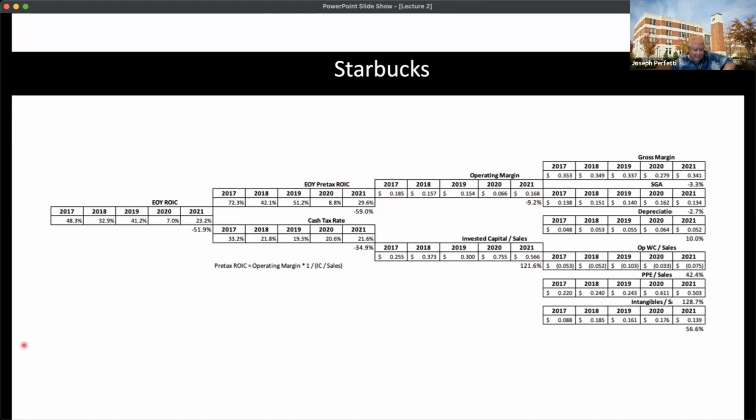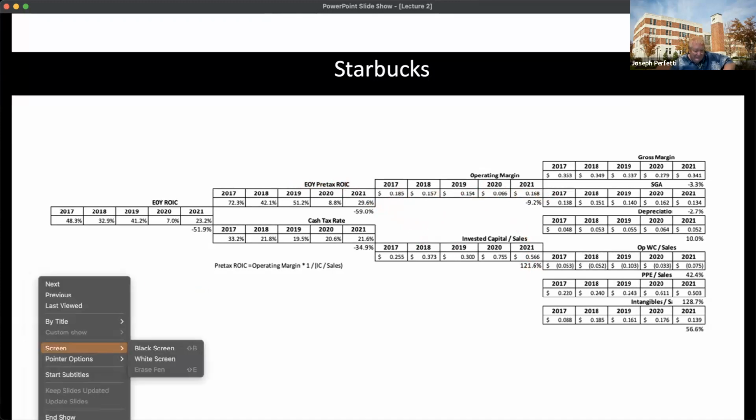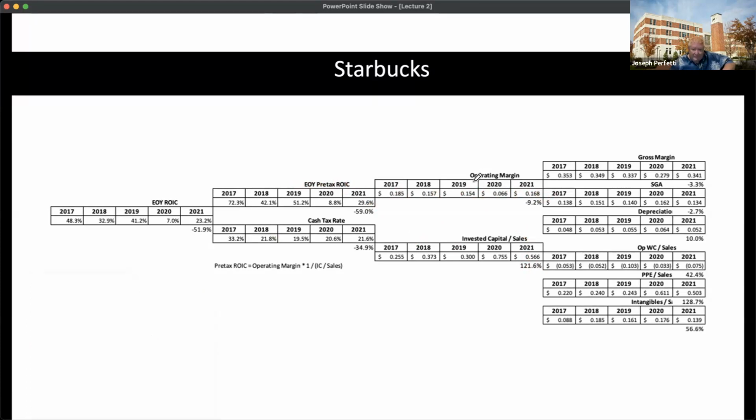Mathematically, operating margin, driver 1, driver 2, driver 3. Driver 2 times driver 3 is pre-tax ROIC. These two things create that. That's the first part of the tree.